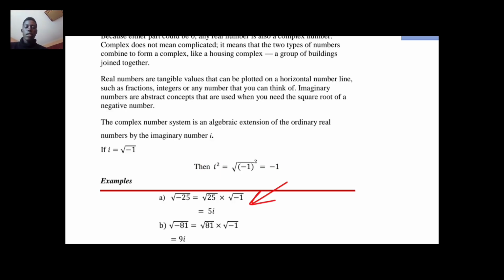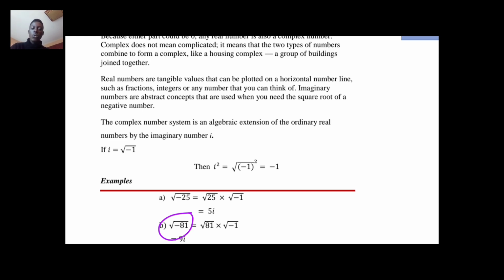Finally, you should learn how to get the square root of a negative number. Like the square root of negative 25 is 5i. How did it happen? We separate the negative 1 inside, which is being multiplied by root of 25. Then we represent root of negative 1 by i, and you already know the square root of 25 is 5. Then finally you will have 5i.